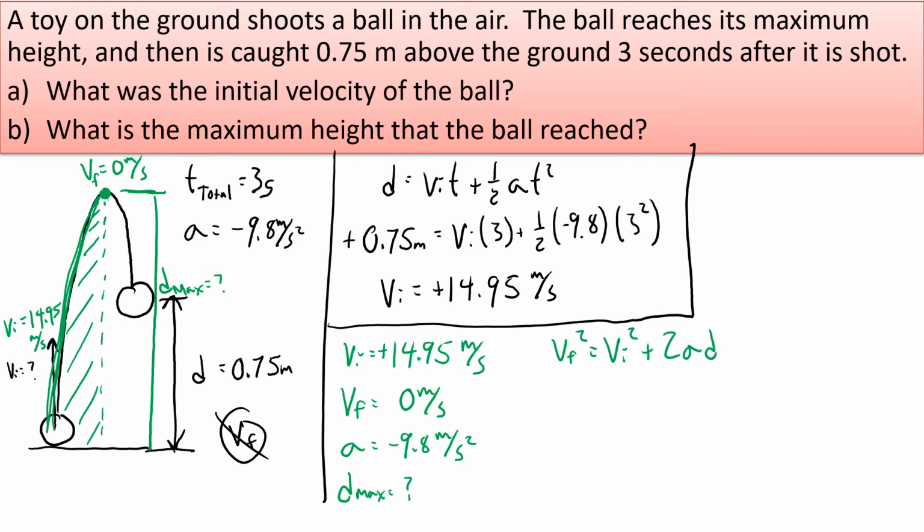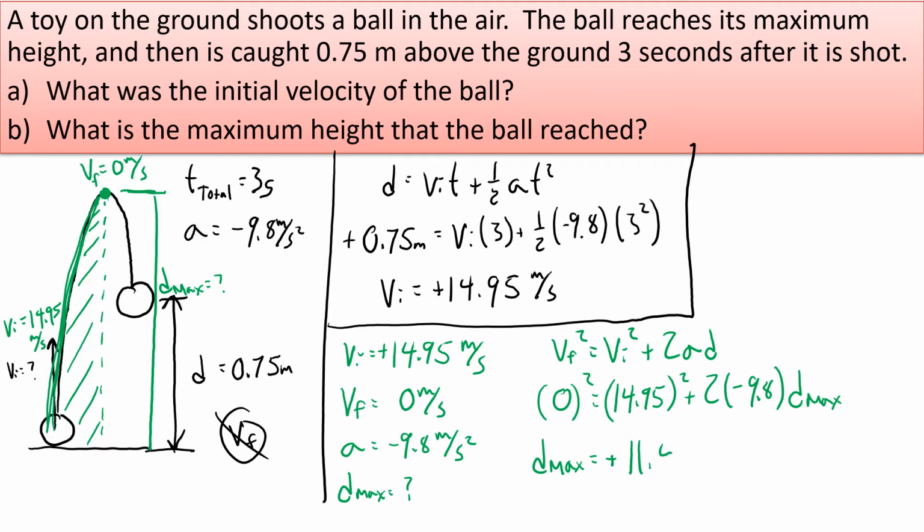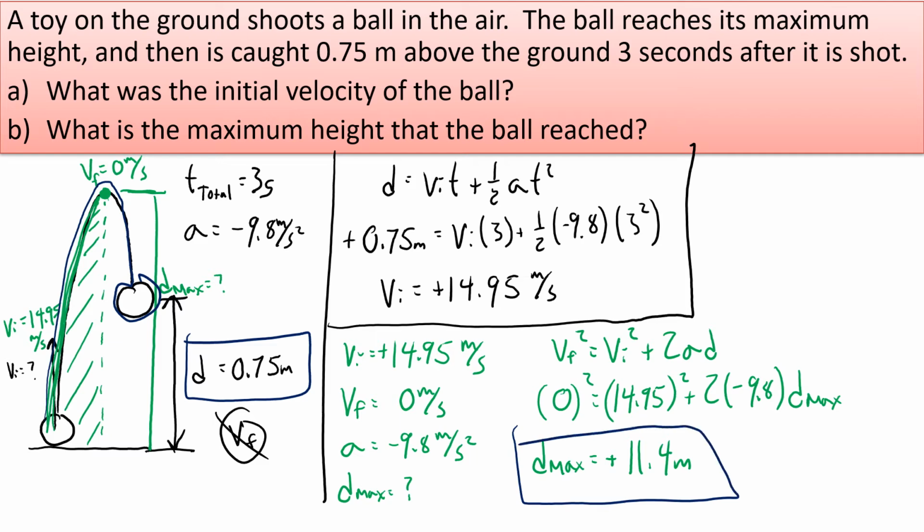You substitute in, and when you solve, you get positive 11.4 meters. And then you ask yourself, okay, does this value make sense based on what the problem's telling me? The problem said that it goes up and then comes back down, and it's caught 0.75 meters above the ground. So it would make sense that the maximum height is greater than the height where it was caught. So you could kind of visualize what's happening in the problem there.